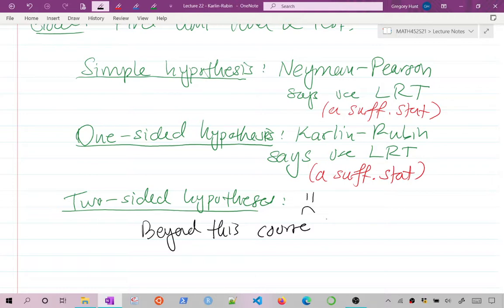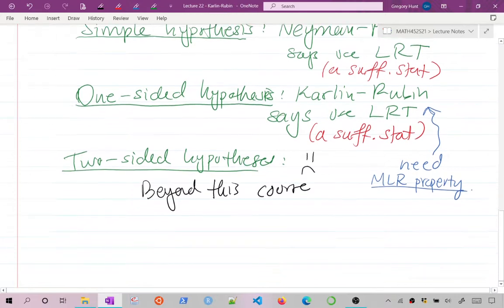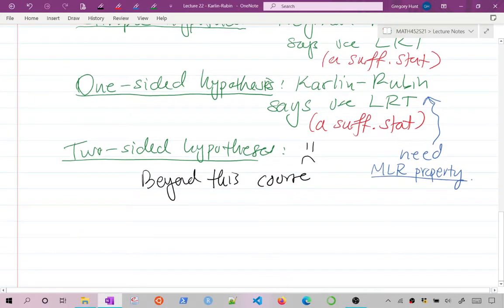But for one-sided tests, we can actually get a uniformly most powerful level alpha test that uses the Karlin-Rubin theorem. But in particular, we need a slight restriction, and the restriction is that we need what's called the MLR property. So we talked about this last time a little bit without context, but basically the Karlin-Rubin theorem requires that the sufficient statistic has a certain property in order for the theorem to work. And basically the property is called the monotone likelihood ratio property.